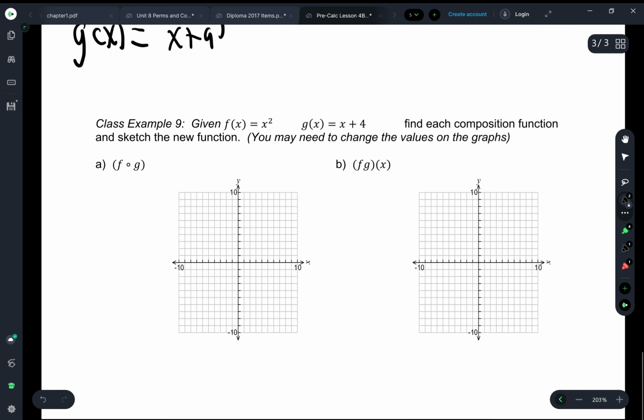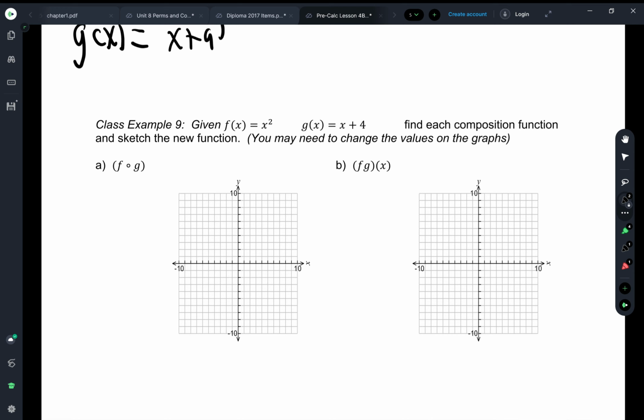All right, last piece. So given f of x is x squared and g of x is x plus 4, find the composition function and sketch the new function. Okay, so you may need to change values in the graphs. So we'll see. So if I put g into here, that's going to give me x plus 4 squared.